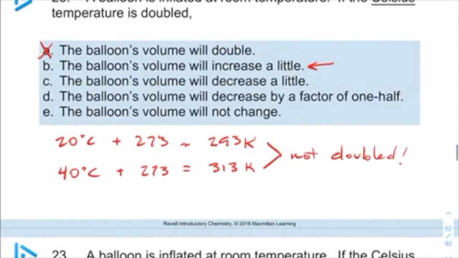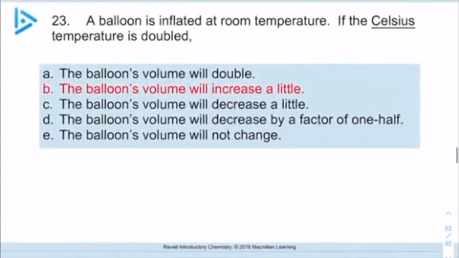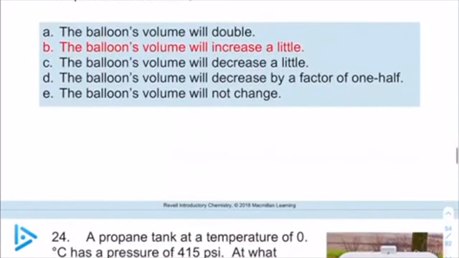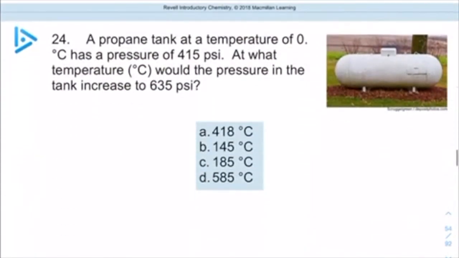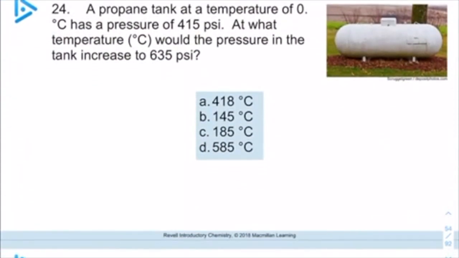The balloon's volume will increase a little. That's probably true. The balloon's volume will decrease. Not if I'm increasing my temperature. Direct proportional means that if temperature goes up, volume also goes up. The volume will decrease by a factor of 1/2. It won't decrease at all. And the balloon's volume will not change. It must change because volume and temperature are directly proportional.